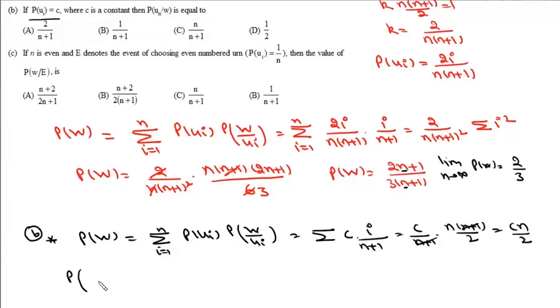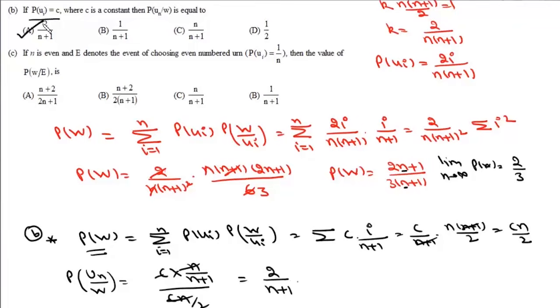Now we need to find the Bayes theorem condition that the ball has come from the nth urn provided it is white. So we'll take the nth urn probability in the numerator. So it will be C, and getting a white ball from the nth urn is n upon n plus 1, divided by the whole probability of getting the white ball, which is Cn by 2. Now Cn will cancel, so this probability is 2 upon n plus 1, and that's your option A.